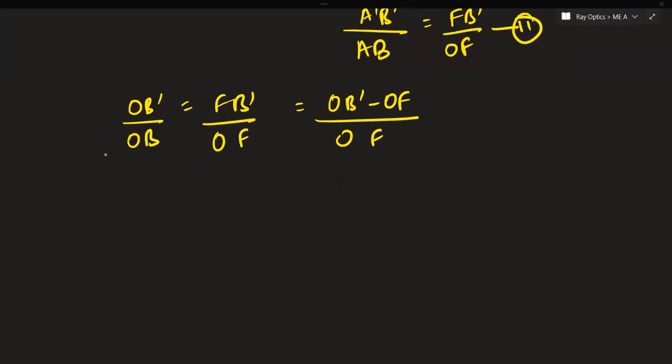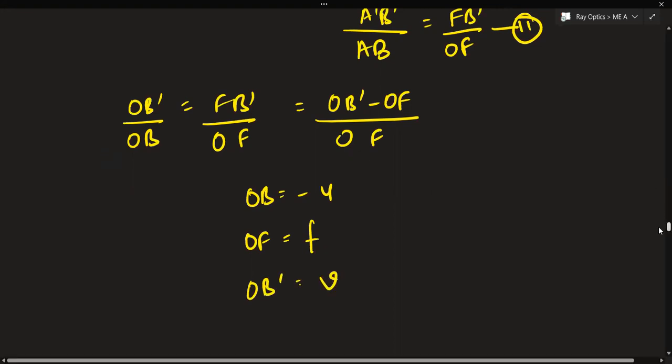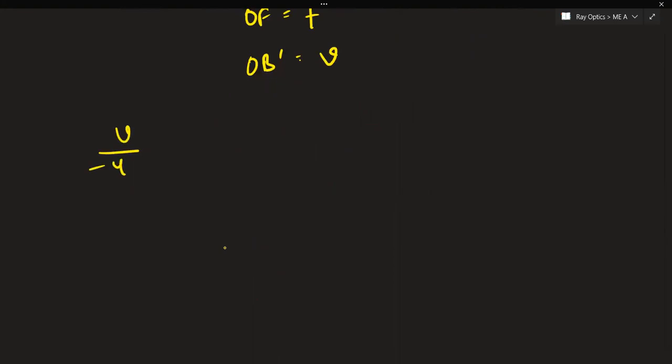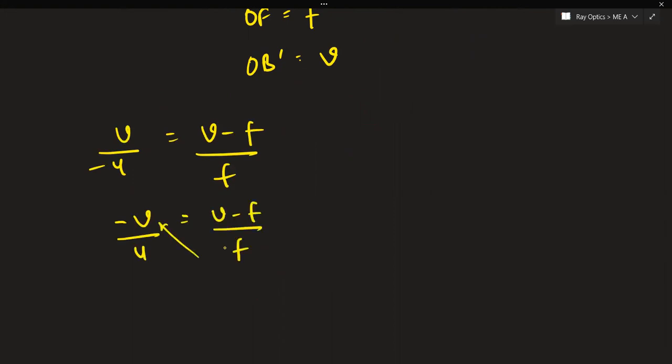So see, I was saying OB is minus U, OF is focal length, and OB dash is image distance. So now keep it in this. So this will be V by minus U is equal to V minus F by F, because in the denominator you had OF, so F. So minus V by U is equal to V minus F by F. This we have, let us cross multiply.